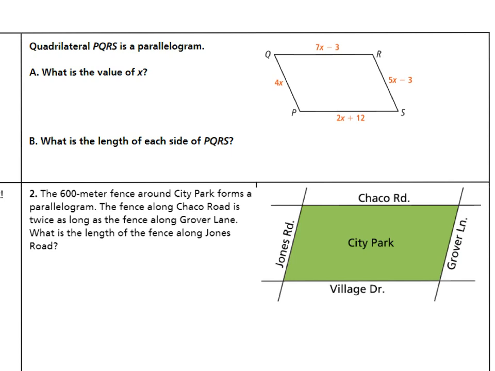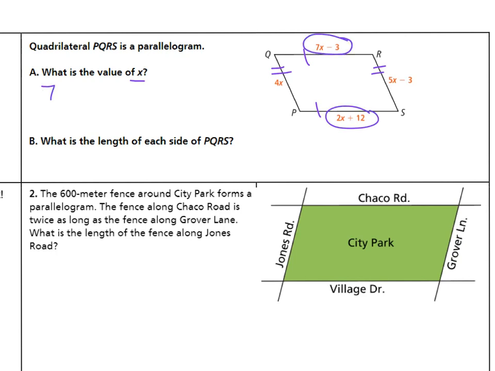Quadrilateral PQRS is a parallelogram. And if all four sides are marked, we're asked to find the value of x. We know that QR is equal to PS, and we know that QP is equal to RS. We just need to take one pair and set them equal to each other. So let's go with QR and PS.